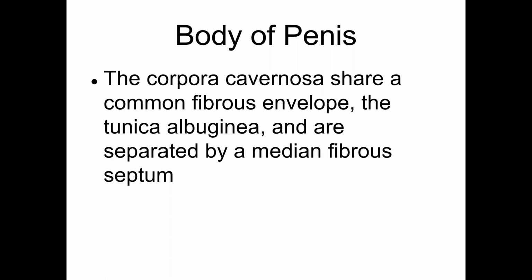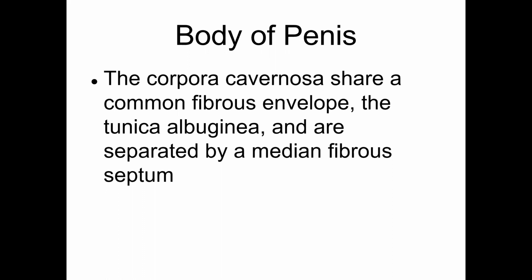The body of the penis is usually described as if the penis is erect. So the abdominal surface of the penis is called dorsum, and the perineal surface is described as ventral. So the corpora cavernosa share a common fibrous envelope, the tunica albuginea. Remember, the covering of the testis is also tunica albuginea. The covering of corpora cavernosa and the corpus spongiosum is also tunica albuginea. The tunica albuginea literally means dense connective tissue.